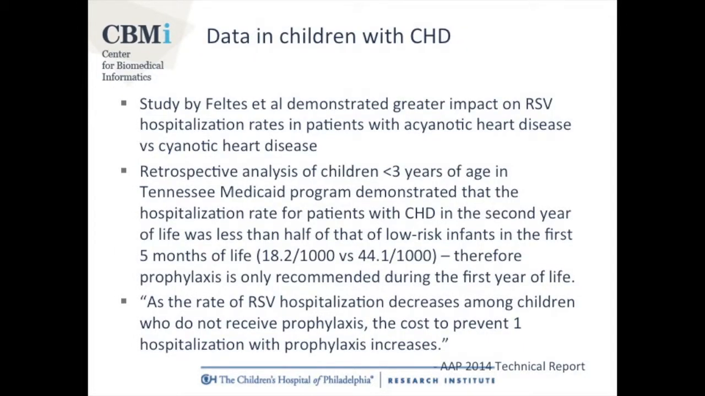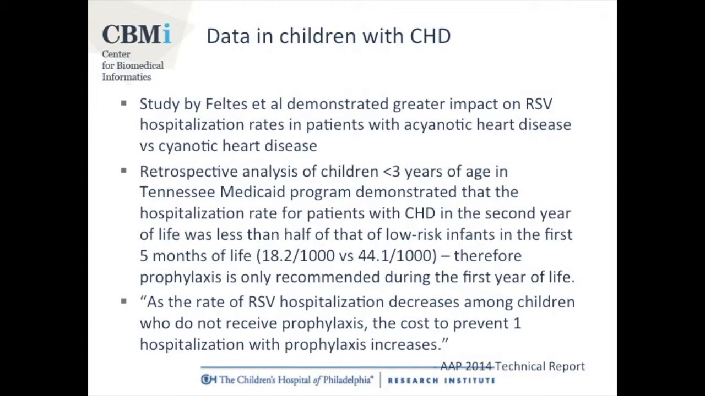So looking at the data for children with congenital heart disease, the technical report called out a study by Feltes et al. that demonstrated a greater impact on RSV hospitalization rates in patients with acyanotic heart disease versus cyanotic heart disease. And that was why they separated those out in the 2014 guidelines. They also discussed a retrospective analysis of children who are less than 3 years of age that was presented by the Tennessee Medicaid program, in which they showed that the hospitalization rate for patients with congenital heart disease in the second year of life was less than half of that of low-risk patients who don't qualify for any prophylaxis in the first 5 months of life.